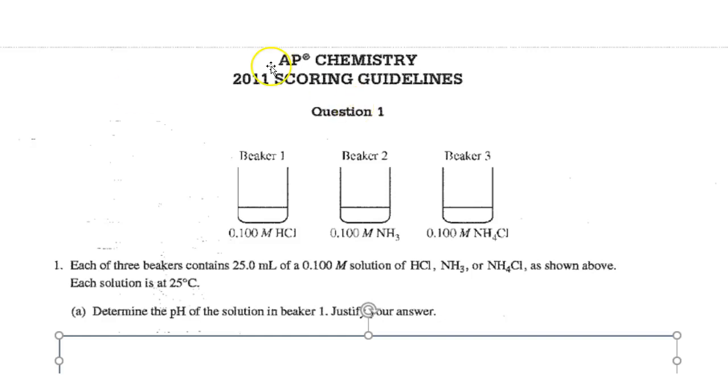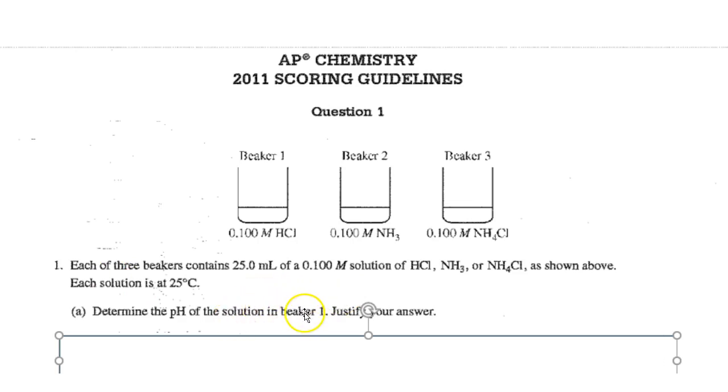Okay, here's an interesting free response question from 2011 AP Chemistry. It deals with acids and bases. Question 1. You are given 25 mL of three different 0.1 molar solutions: a strong acid, a weak base, ammonia, and a weak acid, ammonium. They each have 25 mL.